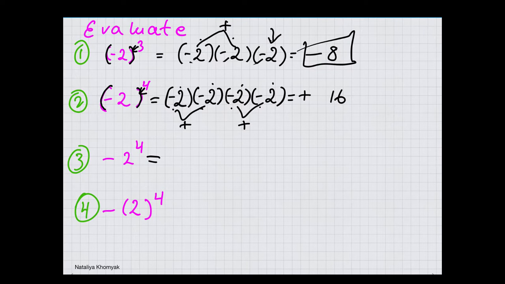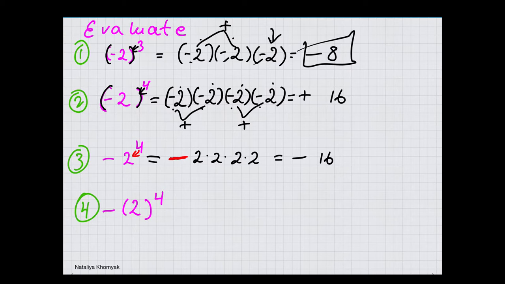Example number 3 has negative 2 to the power of 4. The 4 only works on whatever is immediately to the left of it. So without parentheses, it has no reach for that negative sign. It will not be repeated. And now we have 4 factors of 2. So we have negative times positive times positive times positive times positive. The whole answer will be negative. 2 times 2, 4 times 2, 8 times 2, 16.